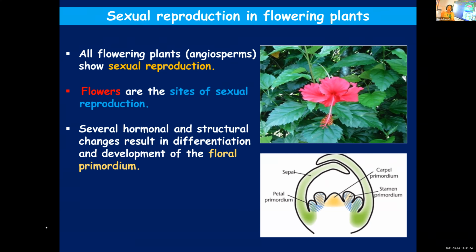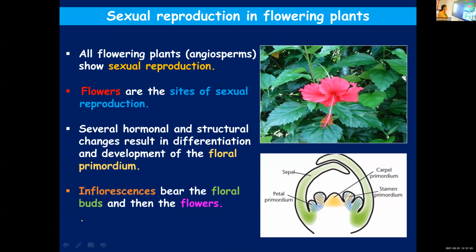The formation of a flower, or the preliminary step, that is the formation of a floral primordium, is under the control of several structural and hormonal changes. So hormonal and structural changes will take place, and this will lead to the differentiation and development of floral primordium, a group of cells which will gradually develop into a flower.